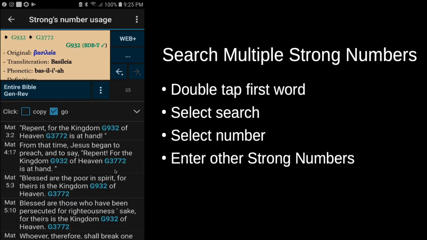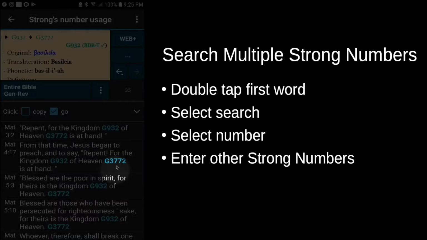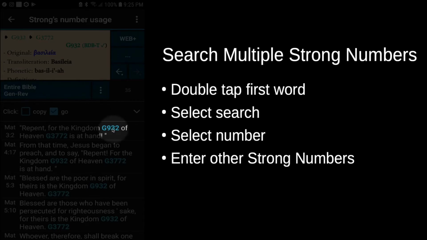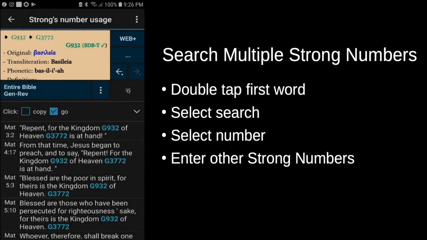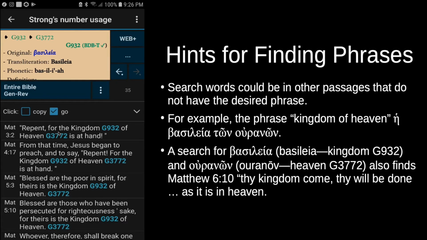And now I'm going to get a search where both the words kingdom, basileia, G932, see here, and heaven, ouranos, G3772 are used. And you can see that it's used 35 times. So here I have all the places where both the word kingdom and heaven is used.